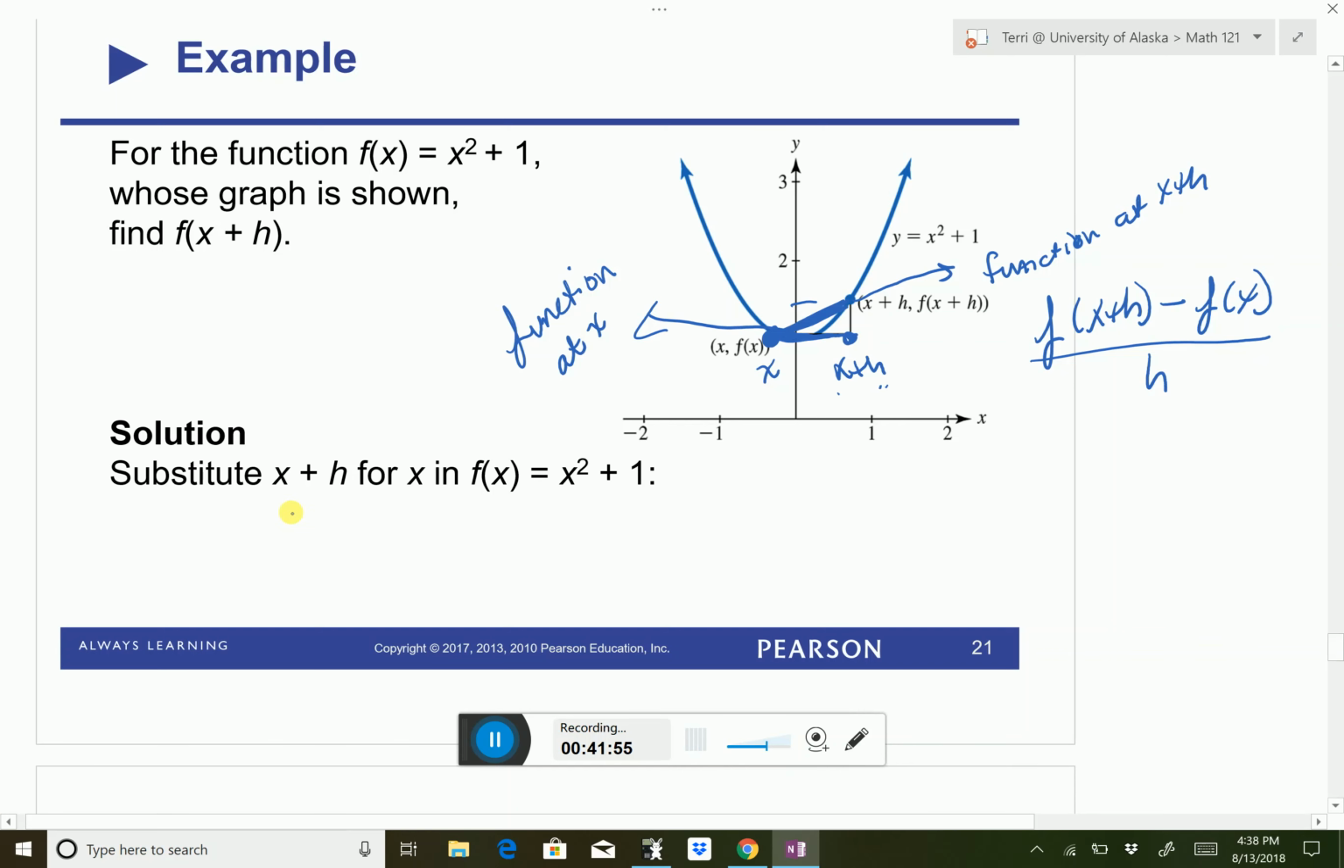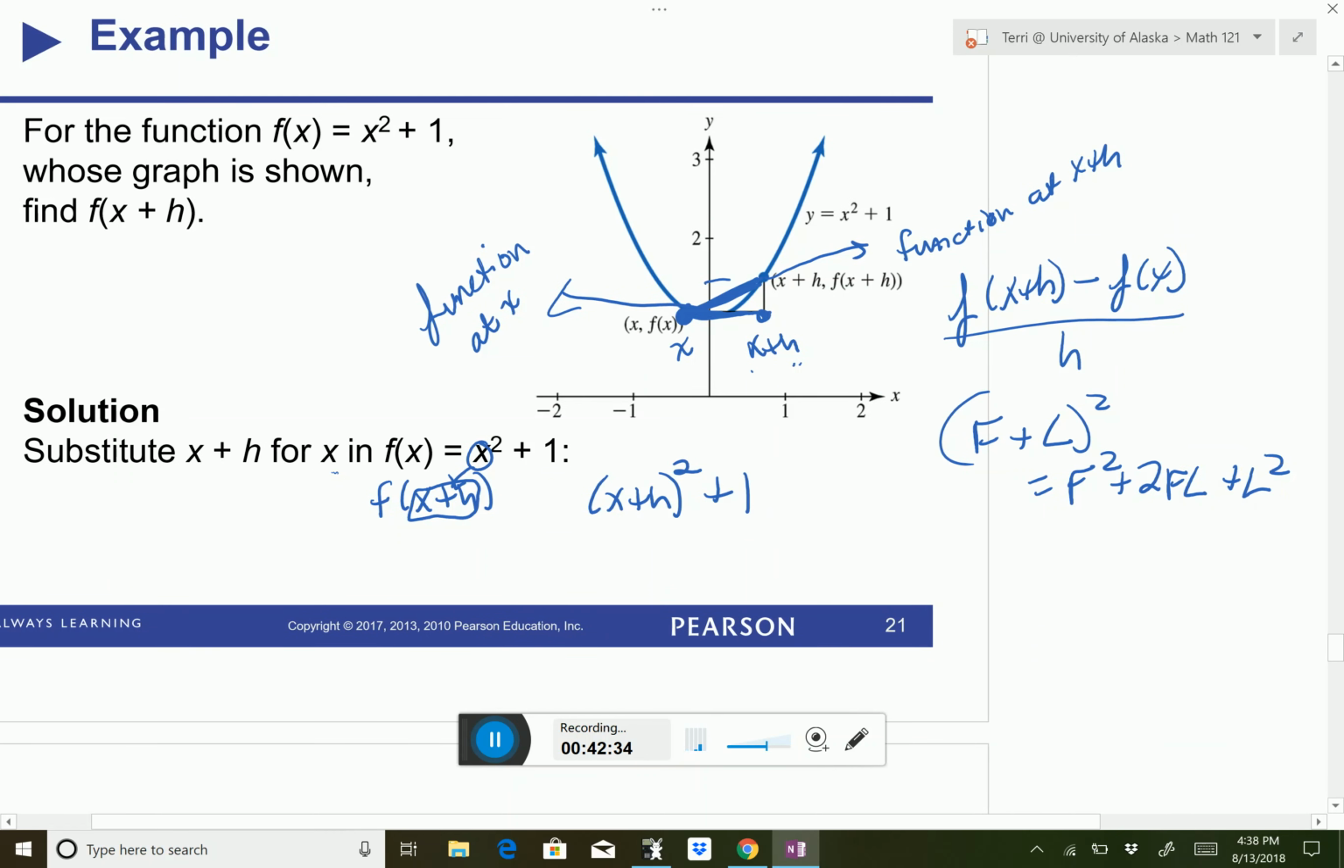So let's substitute x plus h for x. So f of x plus h means every single time you see x, you put x plus h in instead. It does not mean add an h to the end of this. This means that you have to take x plus h, square it, and add 1. And remember, when we square things, x plus h squared is the first term squared plus 2 first last plus last squared, okay?